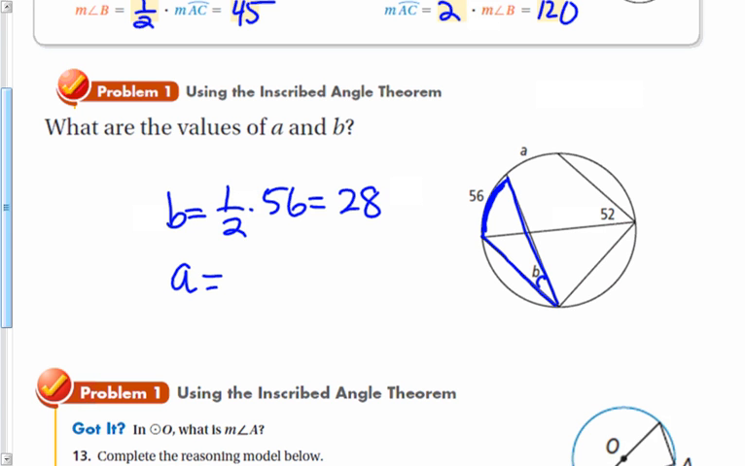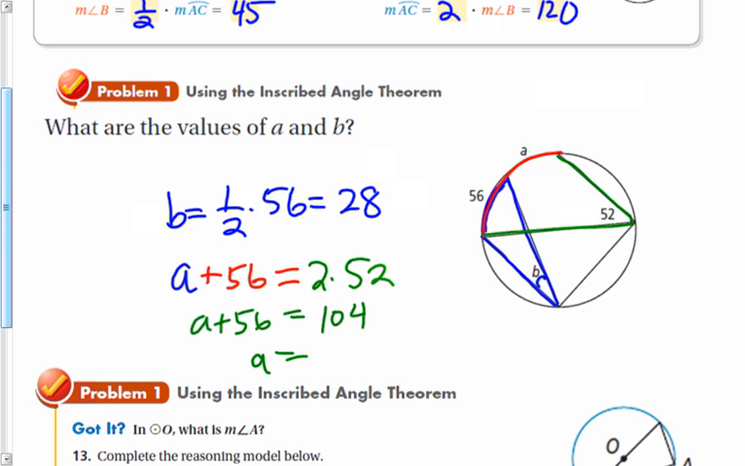And A will equal, well, A plus 56. So this arc right here, A plus 56, is going to equal twice the inscribed angle there. And you can see the inscribed angle right here. So 2 times 52, and that's equal to 104. So A plus 56 equals 104. So A equals 104 minus 56, which is 48. All right, you try that.